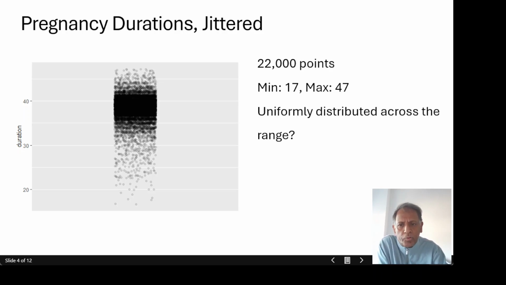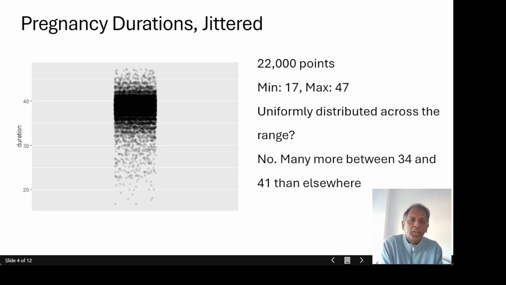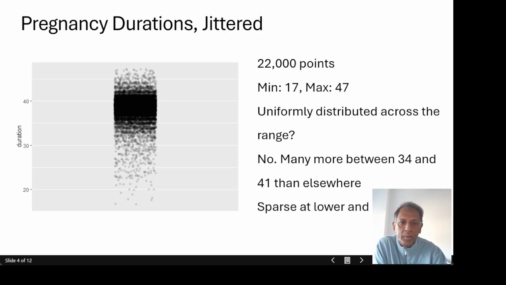Clearly, no, they're not uniformly distributed. There's tremendous concentration in this middle region, and not even middle region, one would say, somewhat on the higher side, and very far fewer points below and above that concentration region. So there are many more pregnancies having a duration between 34 and 41 than outside of that range. So it's very sparse at the lower and upper ends.